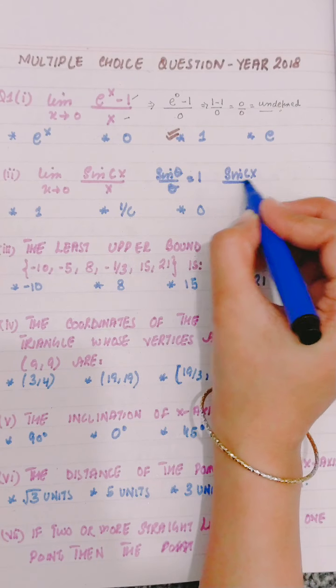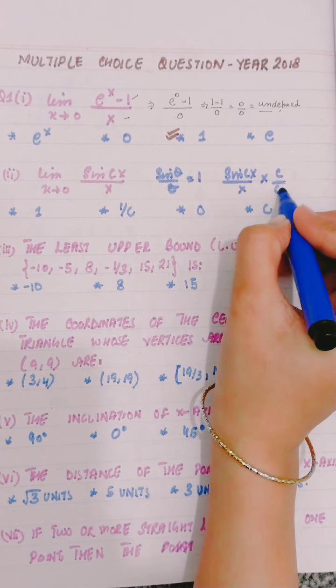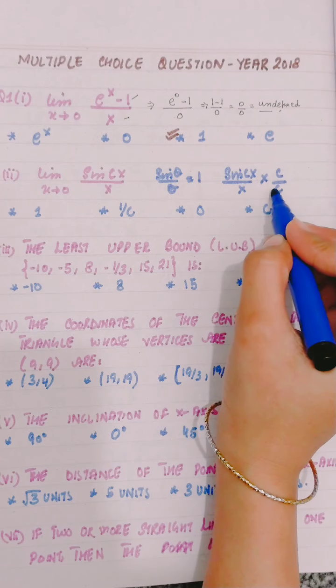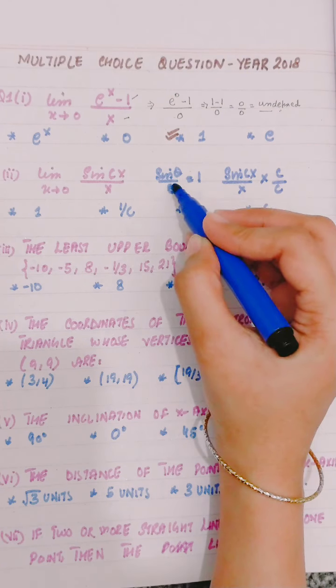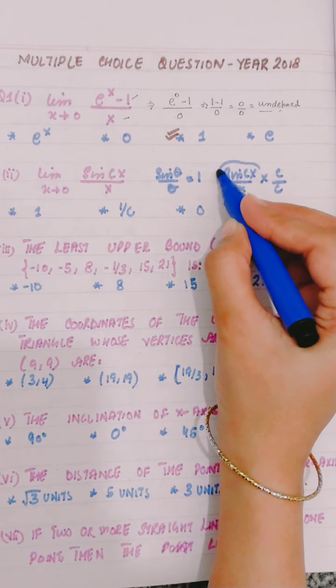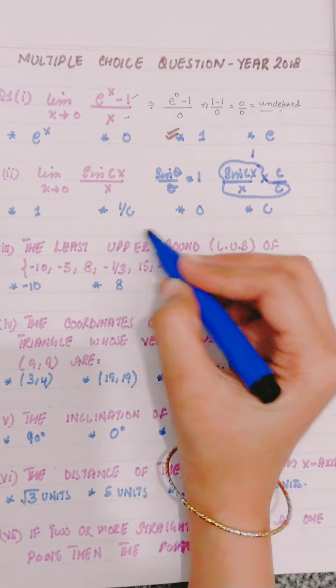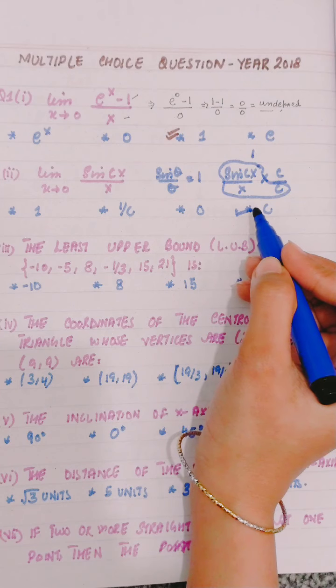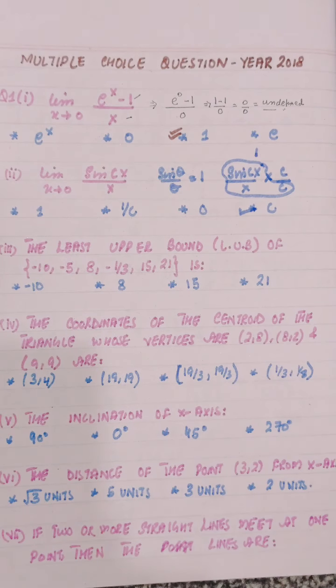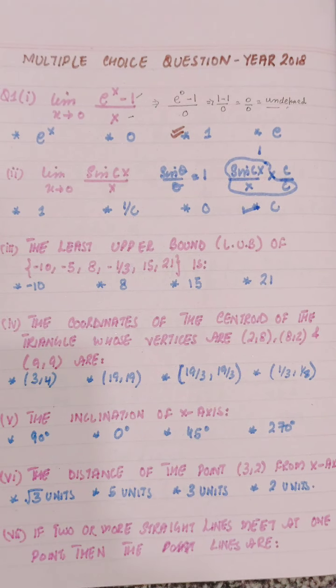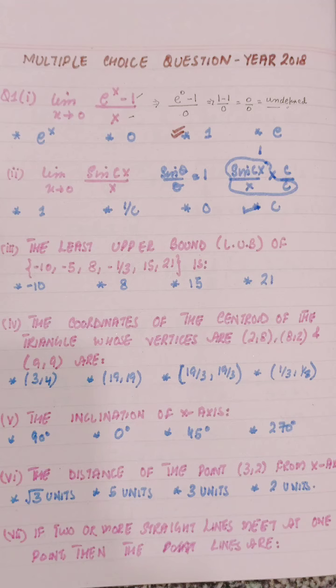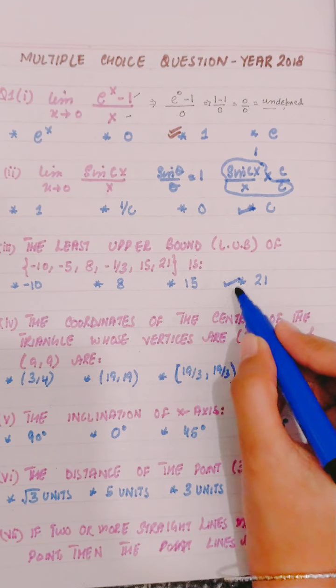Sine cx over x, multiply and divide by c, so this will be cx. So ye condition ho jayegi, and this whole term will become 1, and 1 into c is c, so the correct answer is c. In part 3, the least upper bound LUB of minus 10, minus 5, 8, minus 1 by 3, 15 and 21 is 21.